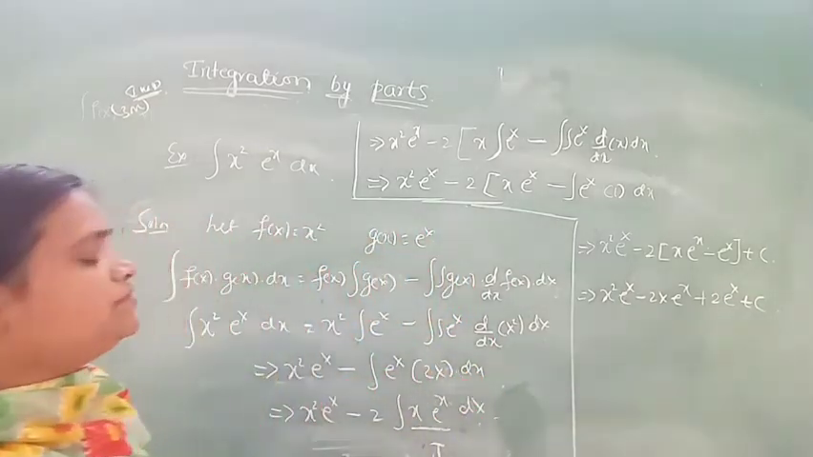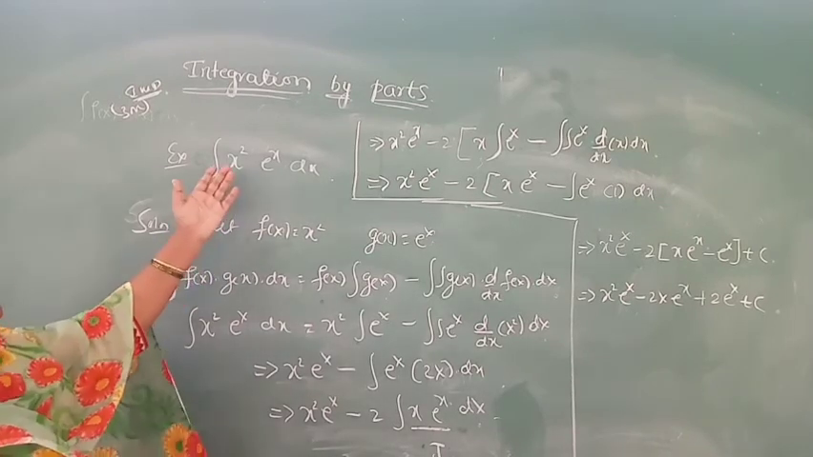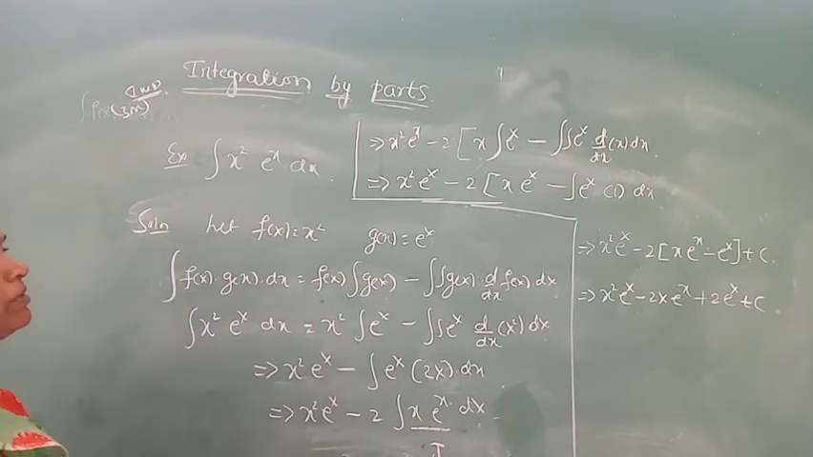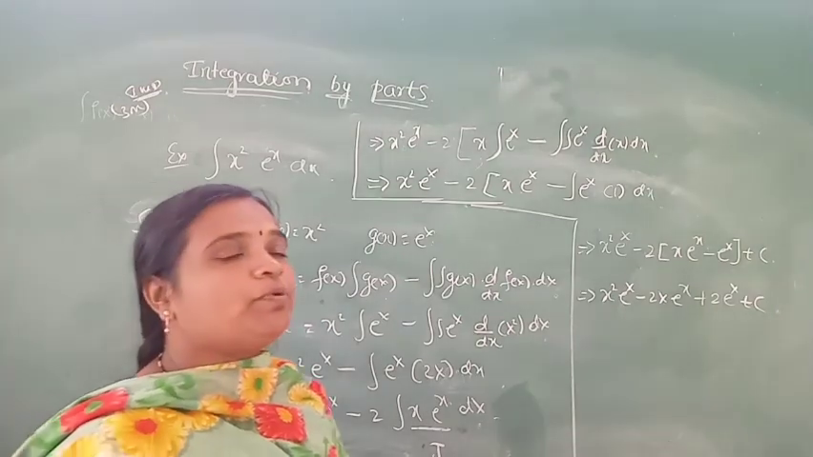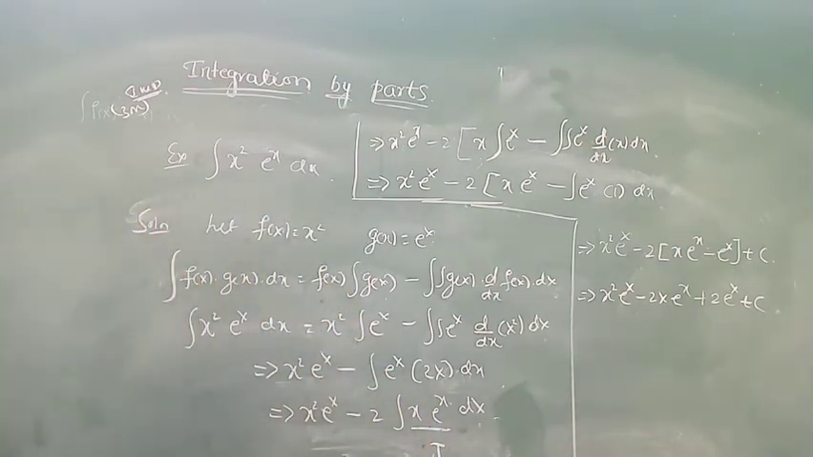This is how we can apply it if x square is mentioned. Similarly, if x cube is mentioned, how many times do we do integration by parts? 3 times. For x to the power 4, 4 times. This is how we can apply the formula.